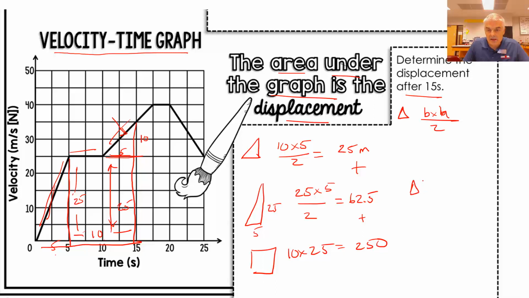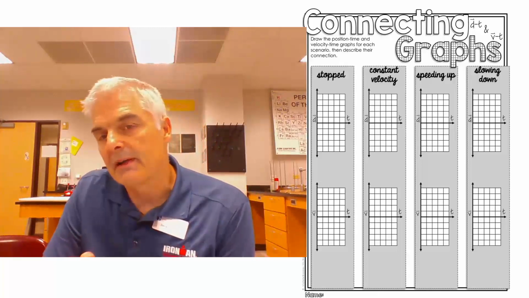So we'd say delta x, or you could say delta d. The computer in our system uses delta x, but I'm a fan of delta d, by the way, is 337.5. So let's now talk about what these graphs might look like when we're talking about comparing graphs.